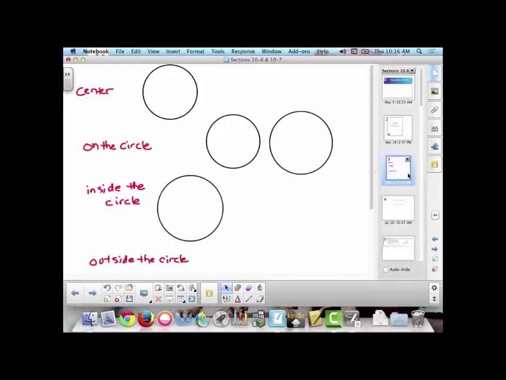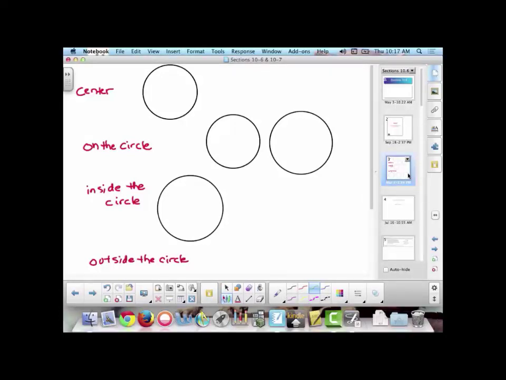Now we're going to go over the different types of angles in circles and learn the last few and how they're related to their intercepted arc or arcs. I'm just going to remind you again about the 2 types of angles we've already learned about.